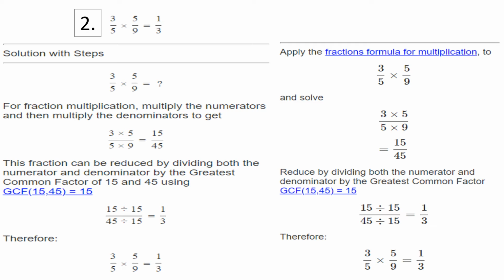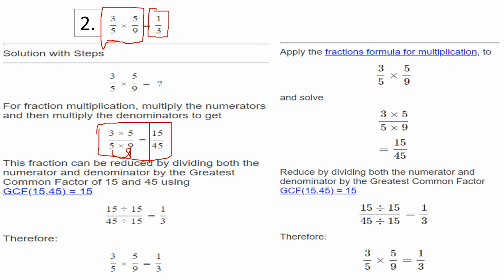Okay, number 2 problem, we have here 3 over 5 times 5 over 9. The answer written in there is 1/3 or 1 over 3. So how did we get that answer? Let's take a look over here. Multiply the numerators and the denominators. So 3 times 5 is equal to 15. And 5 times 9 is equal to 45. Okay, that's where we got 15 over 45.